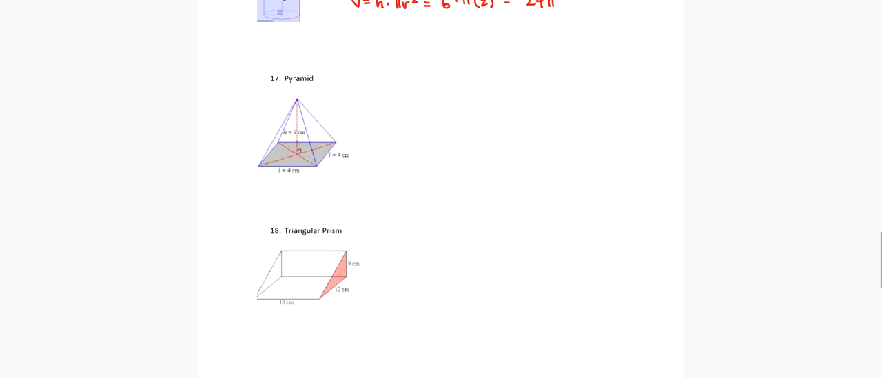Okay, for this pyramid, the volume equation I got was the length times the width times the height divided by 3. Well, the length and the width here are the same. So we've got 4 times 4 times 9 divided by 3 equals 48.